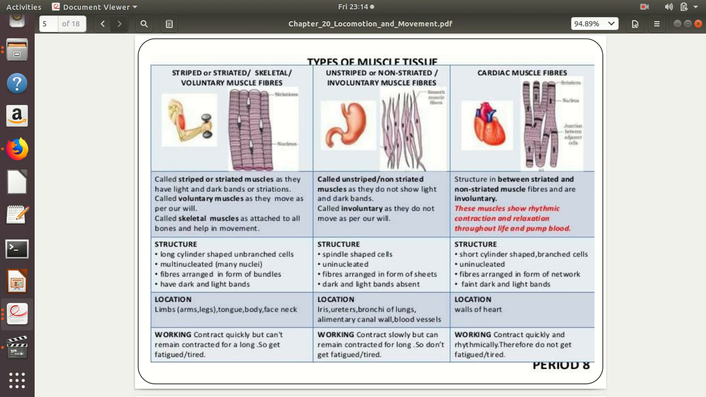The structure of skeletal, striated or voluntary muscles is that they are long, cylinder-shaped, unbranched cells, multinucleated, that is, having many nuclei. The fibers are arranged in bundles and they exhibit dark and light bands. The locations of skeletal muscles are the limbs, that is forelimbs and hind limbs, arms and legs, tongue, body, face and neck.